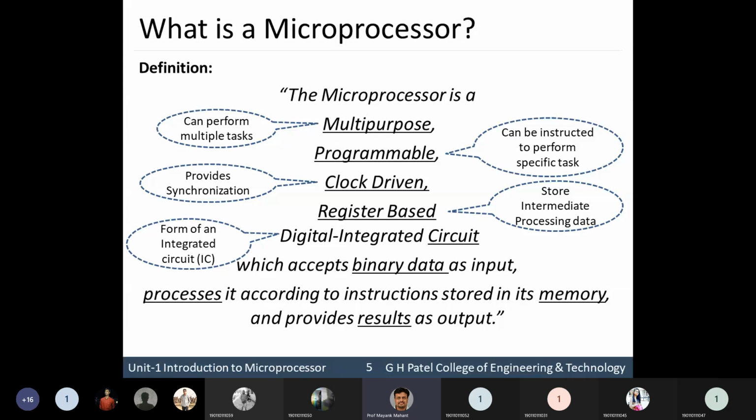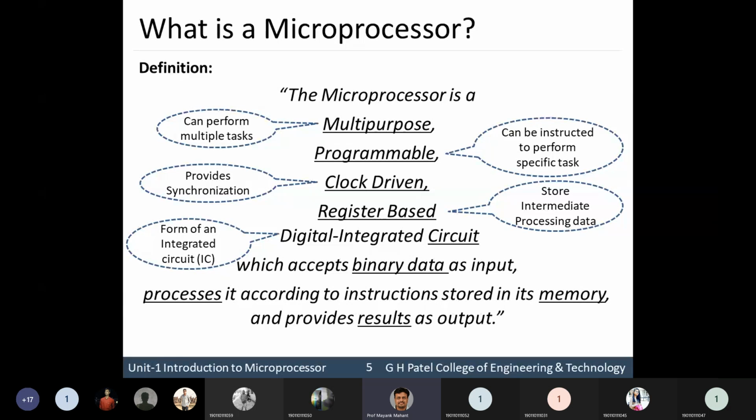It is register based, meaning that whenever we want data to be processed, it needs to get into the registers. So there must be an array of registers where the intermediate data which is to be processed is stored. And we know that it is an integrated circuit, in the form of a black chip. I think all of you would have seen a motherboard, and on the motherboard there is a fan installed onto a chip, and that chip is nothing but the microprocessor.